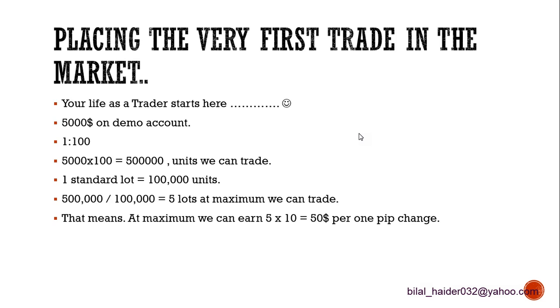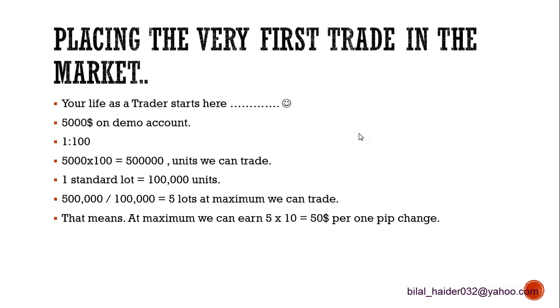The account is actually a standard account, where one standard lot equals 100,000 units. As we have invested 5,000 bucks and our leverage is 100, our original investment will be multiplied by 100. So we are actually starting trading with 500,000 units of the currency, which means we can trade 500,000 units of the currency which we will trade. And as you know, one standard lot equals 100,000 units of the currency.